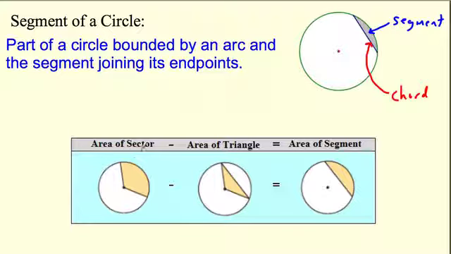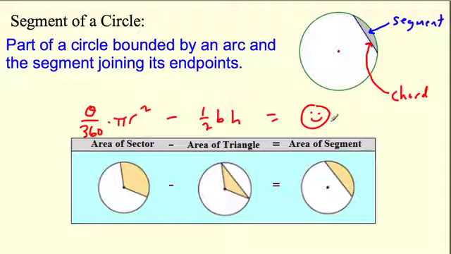Well, it's just a process. We're going to do what we just did. We're going to find the area of a sector. You take the area of the sector, and we know that's this. And what are we going to do? We're going to subtract the area of a triangle. We know that's 1/2 base times height. And that's going to equal the area that we want right there, the area of the segment.